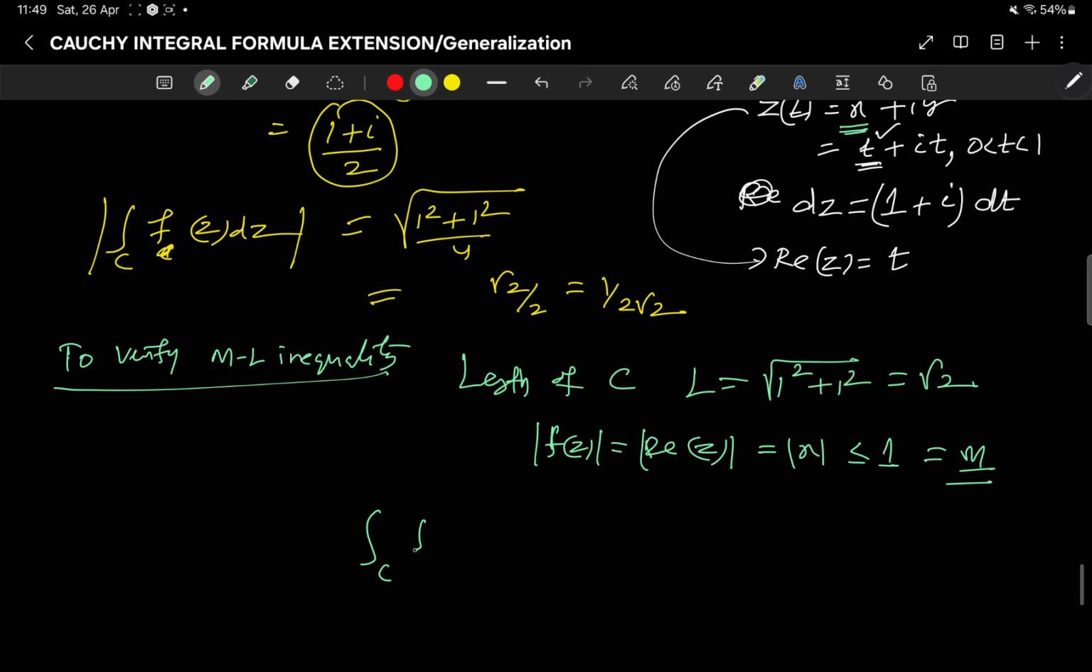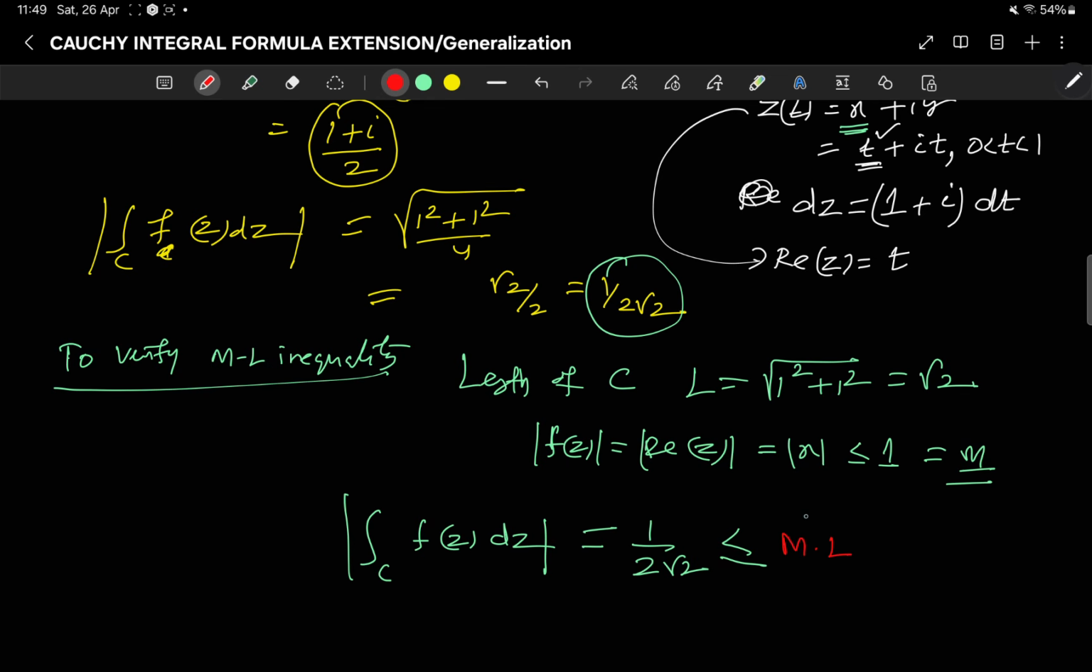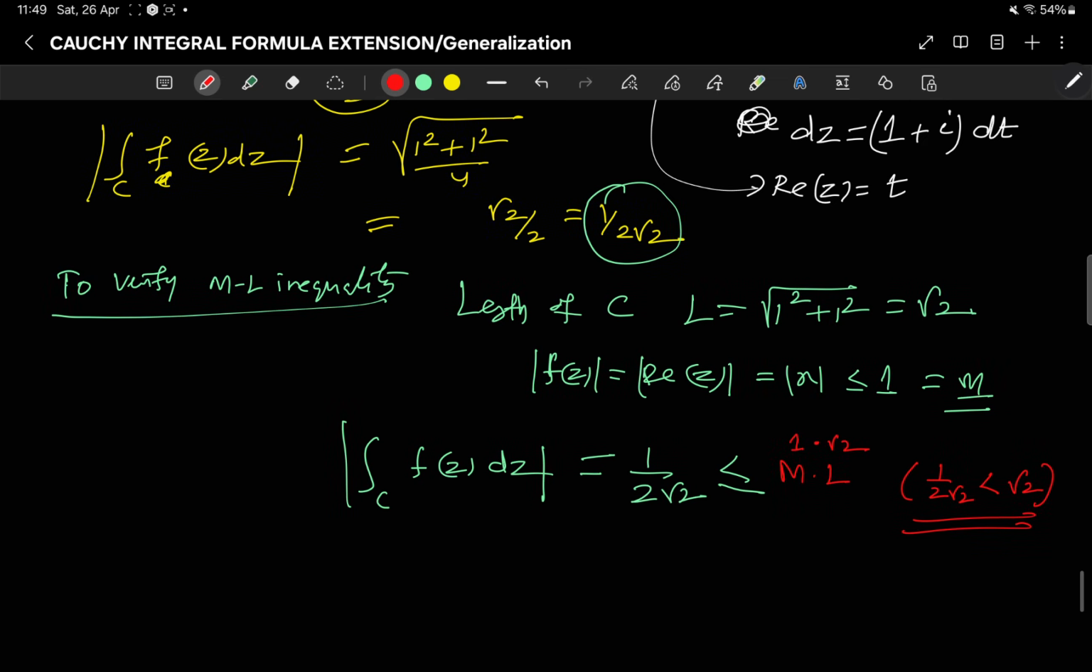So the modulus of the integral over C of f(z) dz, what is the actual integration? It is 1 by 2 root 2. But is it not less than M into L? What is M? M is 1. L is root 2. So is 1 by 2 root 2 not less than root 2? Right. So this is the ML inequality. Without integration, it just gives you an upper limit of this integral, right?